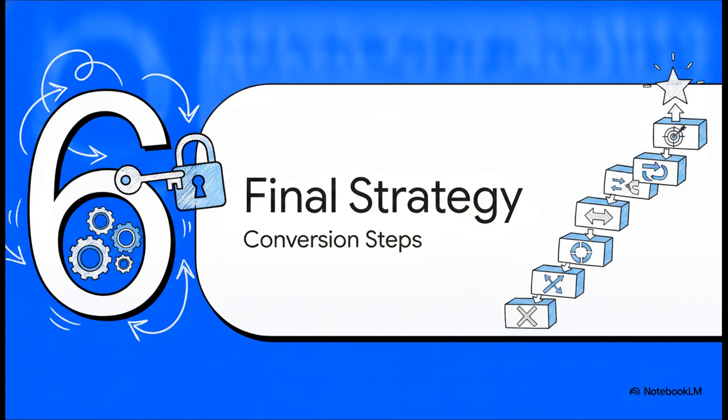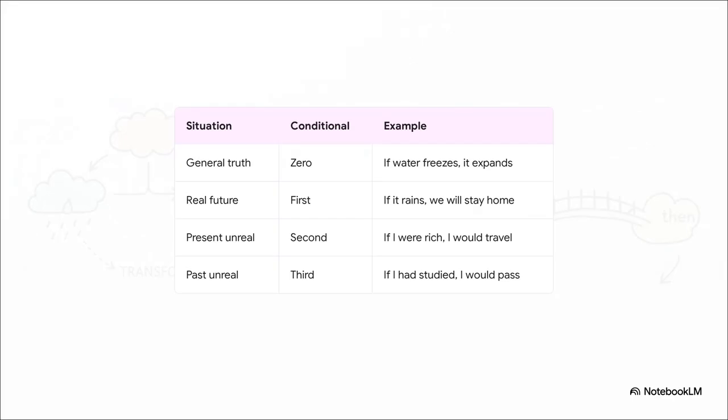All right, let's lock this all down with your final conversion strategy. This is essentially your ultimate quick reference cheat sheet. It clearly maps out every single situation type, whether it's a general truth or a present cause affecting a past result, right alongside the exact conditional type and an example. From a simple zero conditional, like if water freezes, it expands, all the way to a complex mixed conditional, like if I had studied medicine, I would be a doctor now. This acts as your diagnostic tool to apply the exact right formula every time.